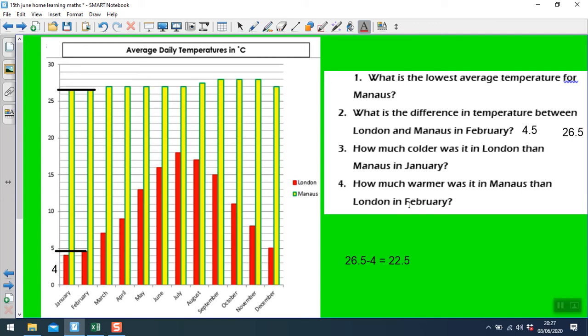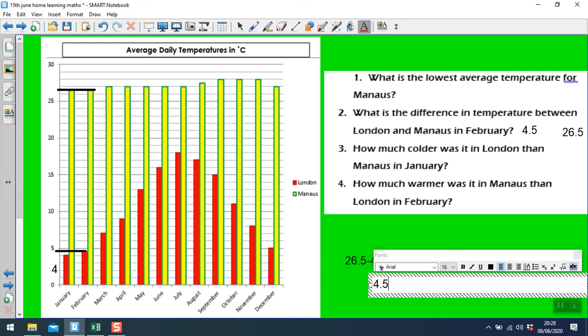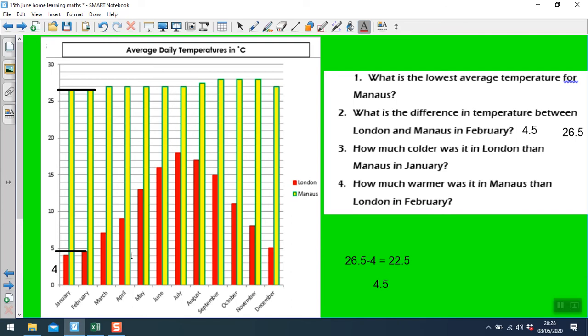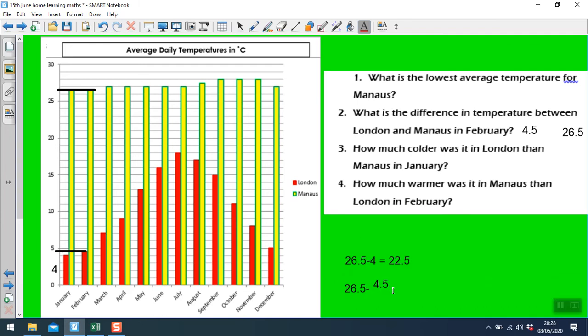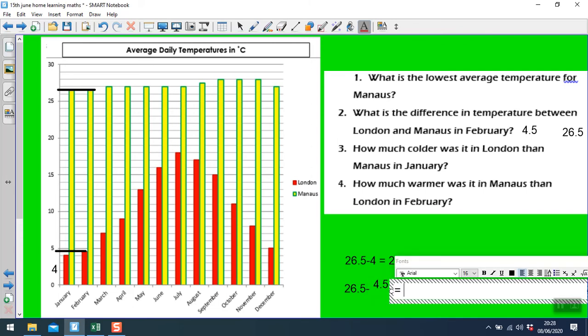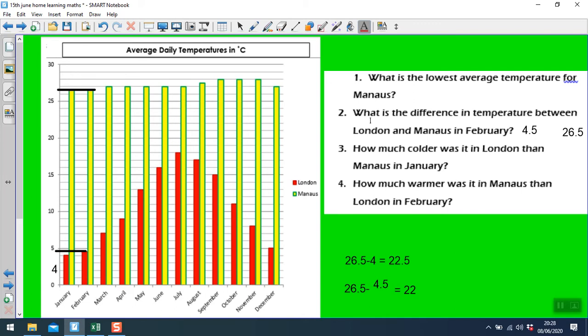How much warmer was it in Manaus than London in February? So February it was 4.5 degrees in London, and in Manaus it was 26.5. So 26.5 take away 4.5 was 22 degrees. That's a very similar question to this one, just worded slightly differently.